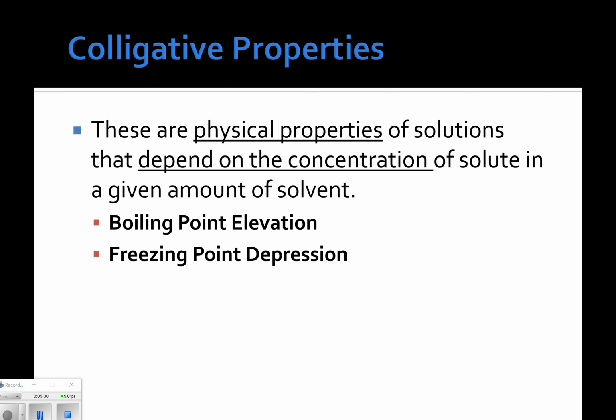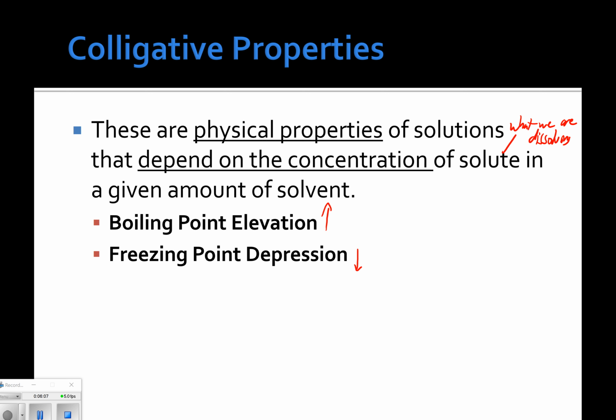So colligative properties are physical properties of a solution that change and depend on the concentration of the solute in a given amount of solvent. Remember, the solute is what we are dissolving. It's always the smaller amount of the 2 things in a mixture. And this is going to change our boiling point, and it's going to change our freezing point. We use boiling point elevation because it's going to raise our boiling point, and it's also going to lower our freezing point.